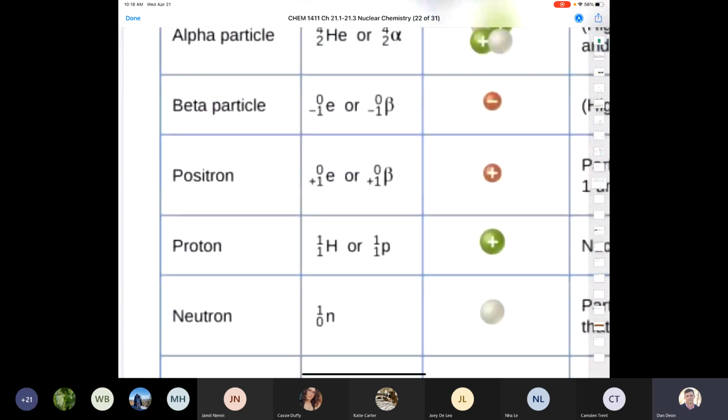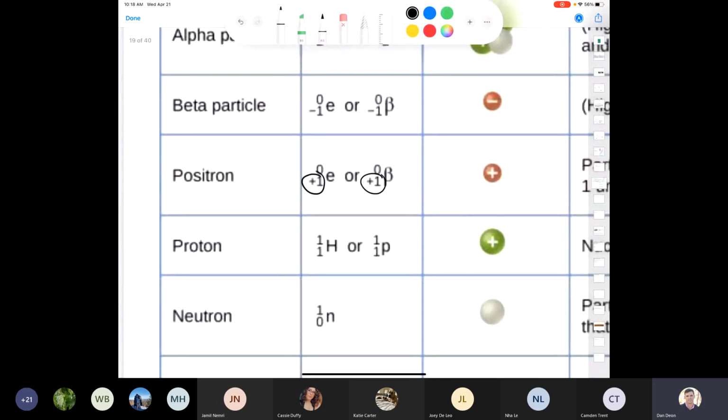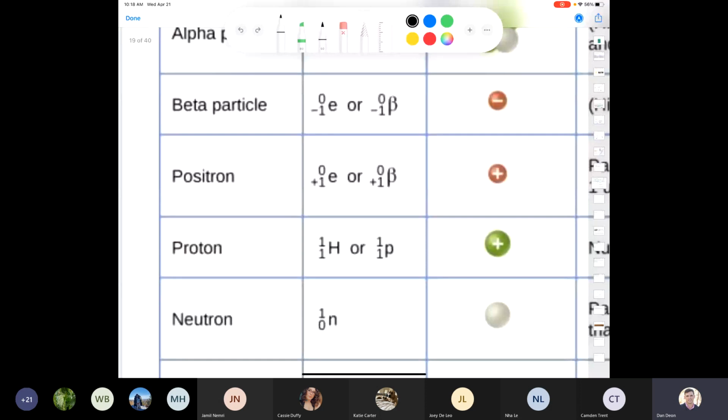The way that we represent a positron is just like a beta particle, except down here we have a +1 because it's got a charge of +1 instead of -1. Again, it's got such a small mass that we negate the mass and we just put 0 up here.